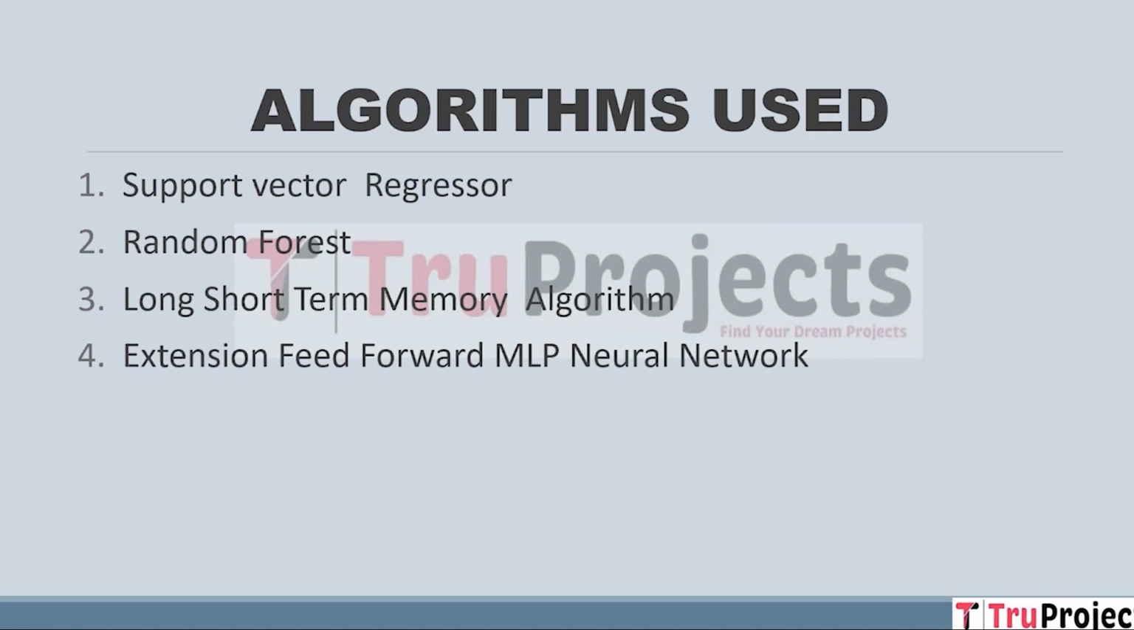Third algorithm is long short-term memory algorithm. LSTM is a type of recurrent neural network designed to model sequences and time dependencies. It's particularly effective for tasks involving time series data, where the temporal relationships between data points matter. LSTMs can capture long-term dependencies and are capable of handling sequential patterns. In this project, LSTM is used to model temporal aspects of plant growth and yield, considering factors like changing conditions over time. Last algorithm is extension feed-forward MLP neural network.